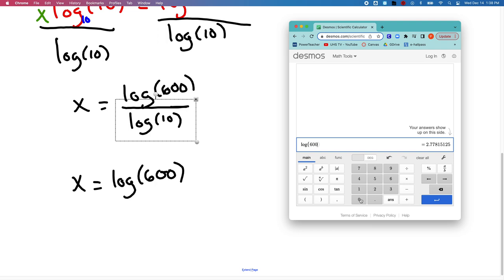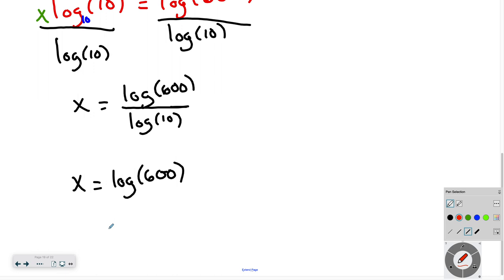So approximate value here is x. We're not asked to round at the moment, but we are asked to approximate. So x is approximately 2.778 here. Both are equivalent.